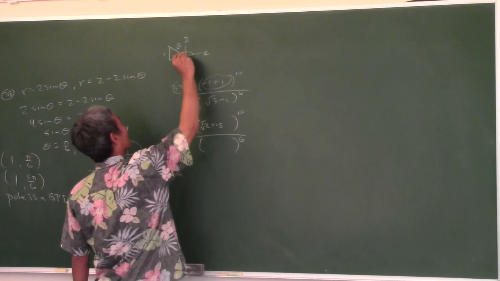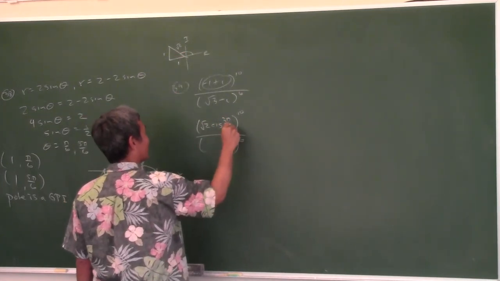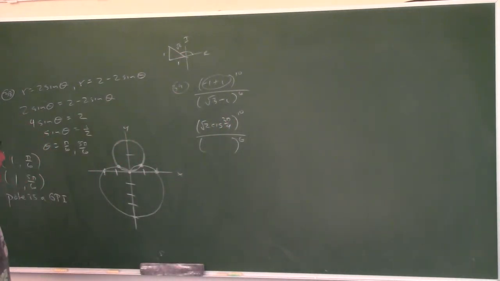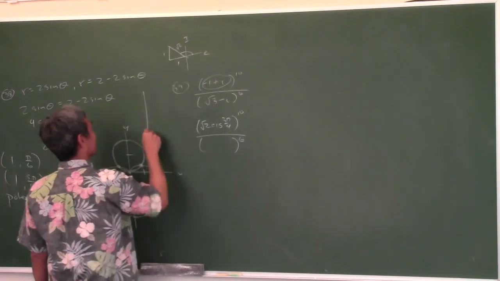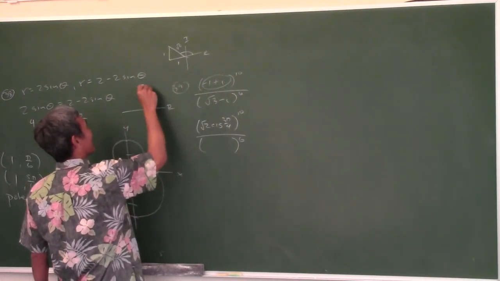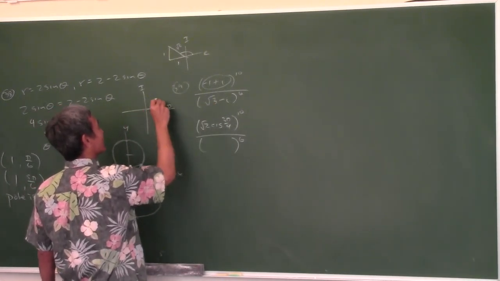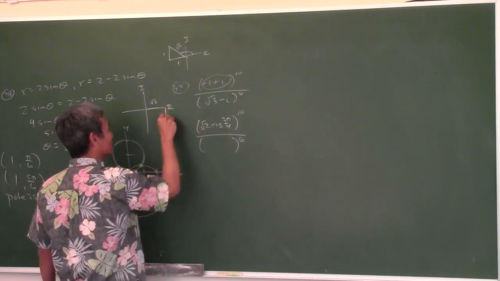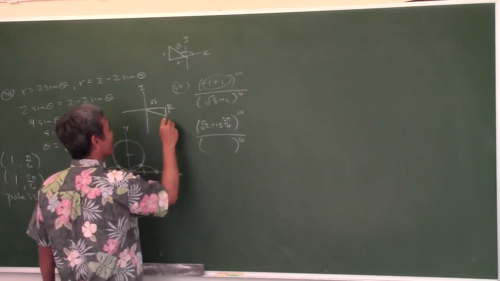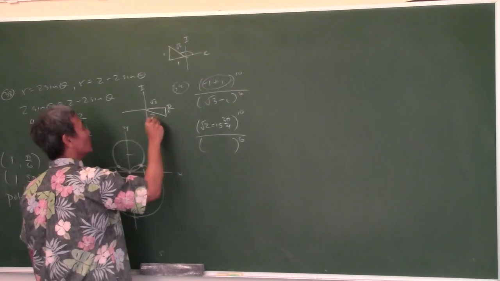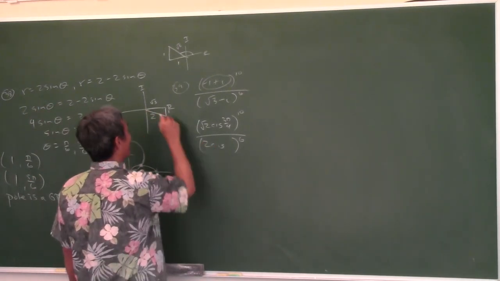And what's this angle going like that? 3 pi over 4? Okay, now what about this one? If I go radical 3 to the right and 1 down, how far from origin am I? 2. And what's this angle now?